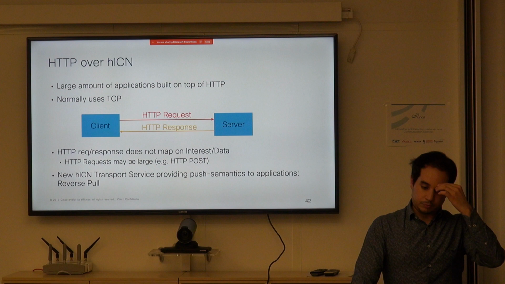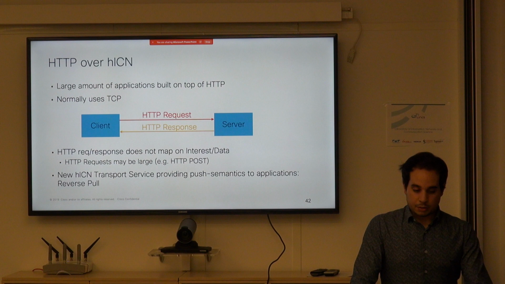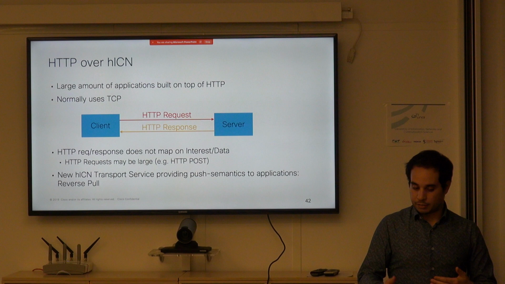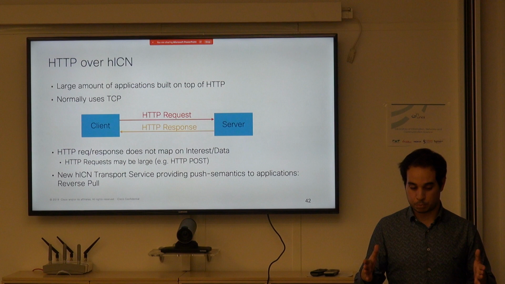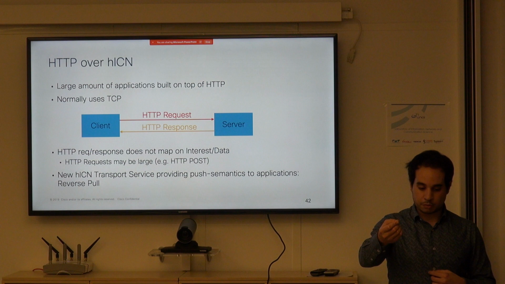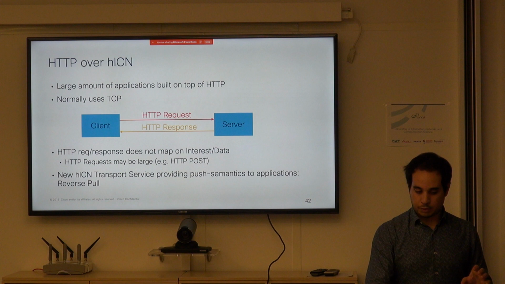So HTTP over ICN. At first impact you may think HTTP is like ICN because it's a request reply protocol, but it's not possible to map HTTP directly on top of ICN, because what HTTP does is it takes a request which can be huge, for instance an HTTP POST, a file upload or an HTTP PUT, and sends this request to the server using a push-based protocol such as TCP. ICN works in a different way, so we cannot put HTTP directly on top of ICN, we need a middleware which takes care of giving to the application which is using HTTP those push semantics.